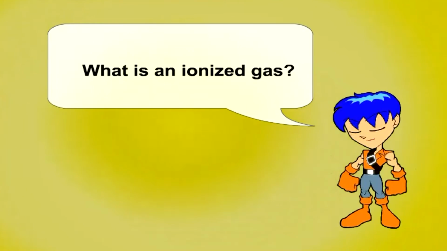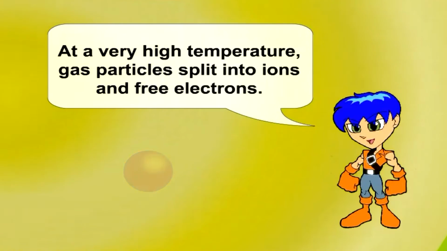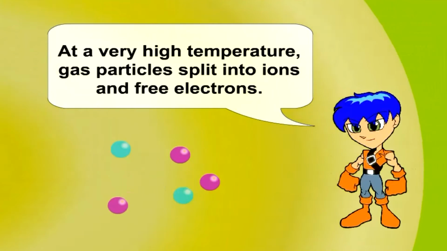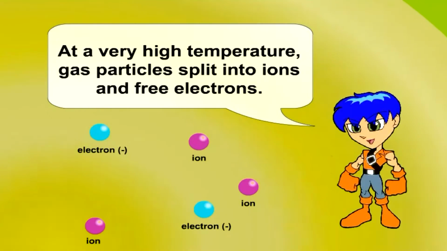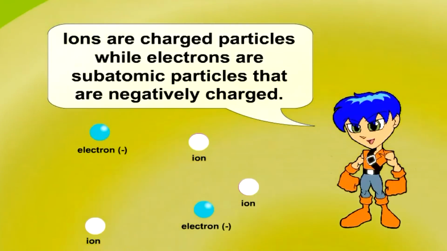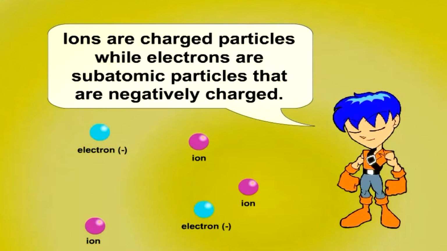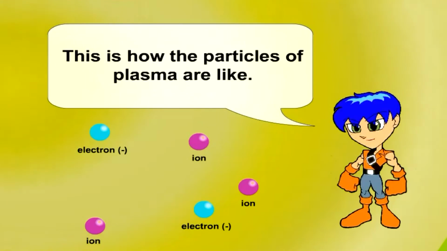What is an ionized gas? At a very high temperature, gas particles split into ions and free electrons. Ions are charged particles, while electrons are subatomic particles that are negatively charged. This is how the particles of plasma are like.